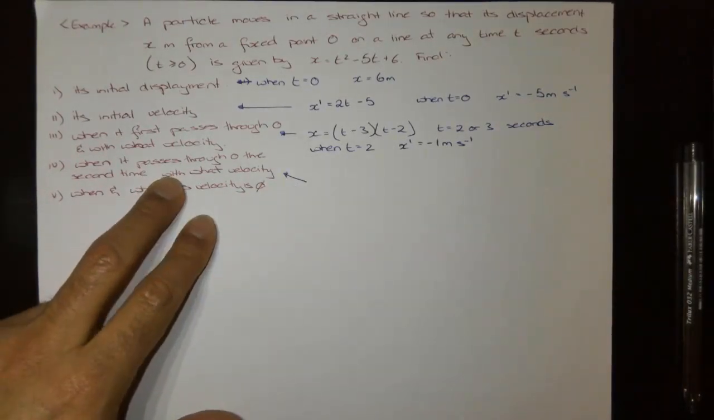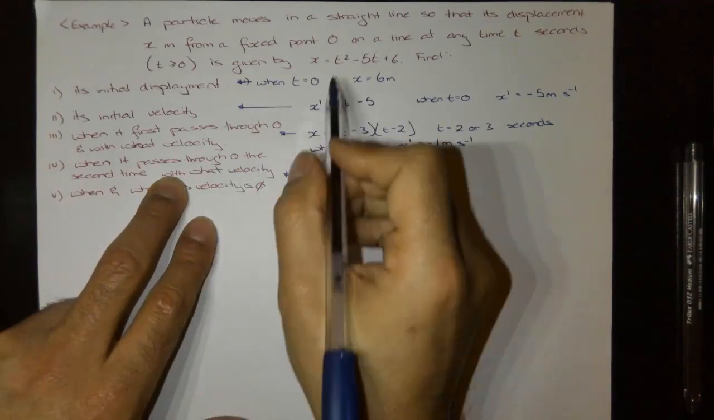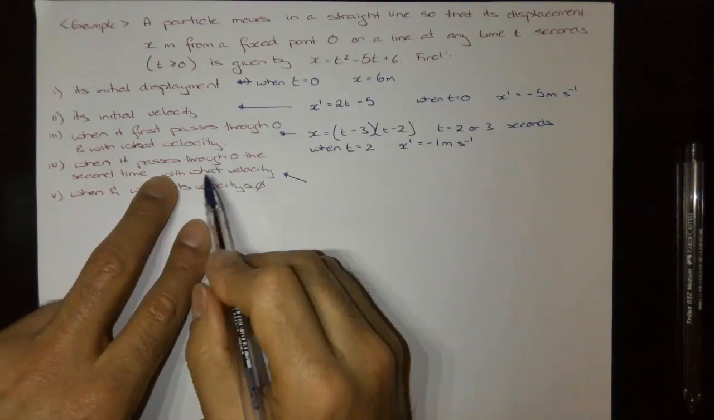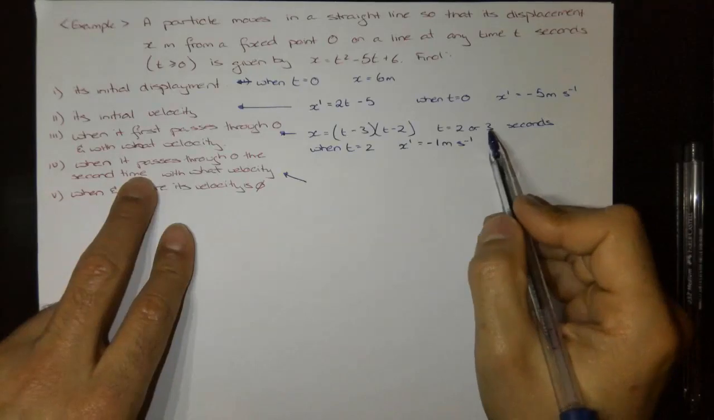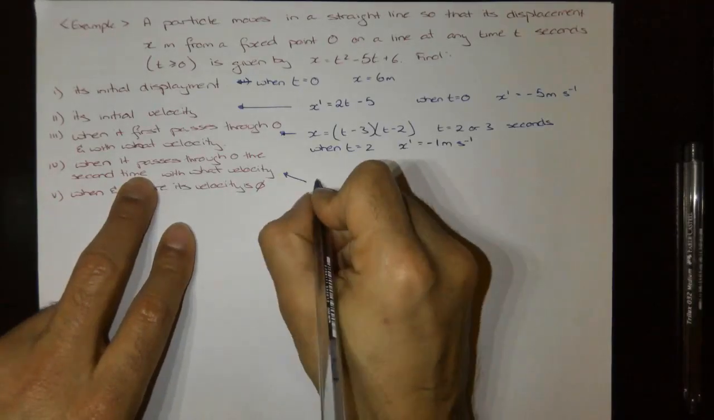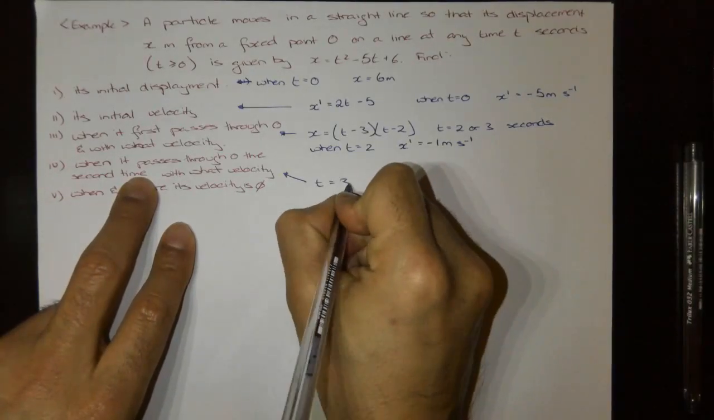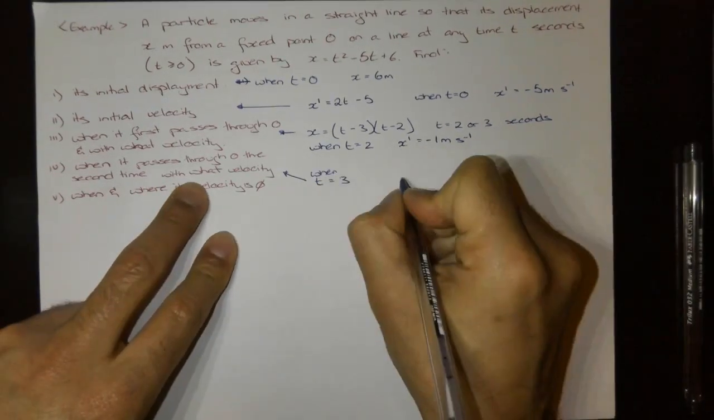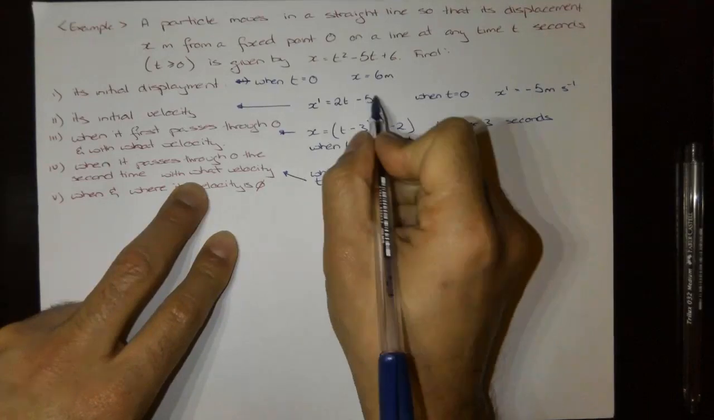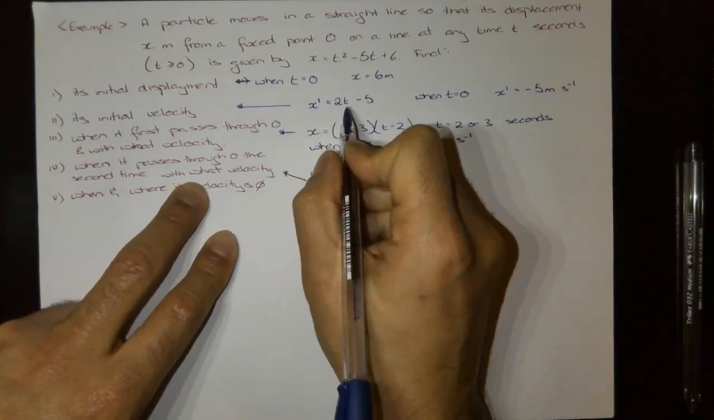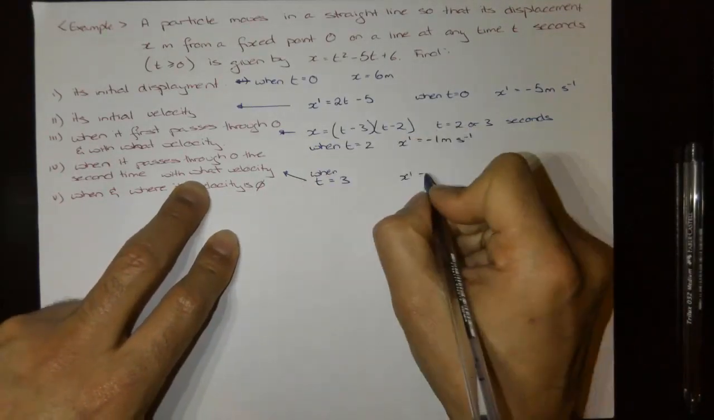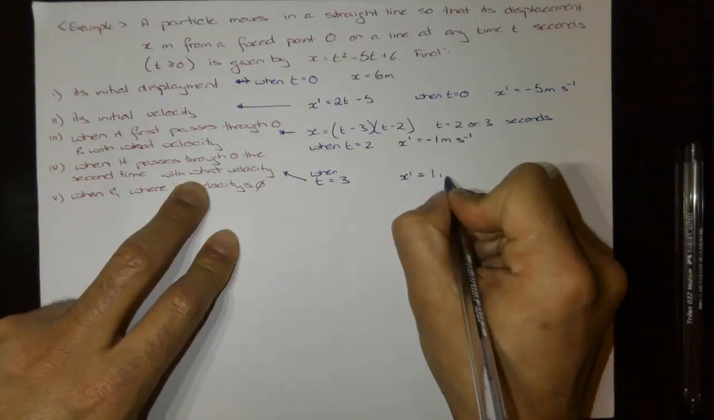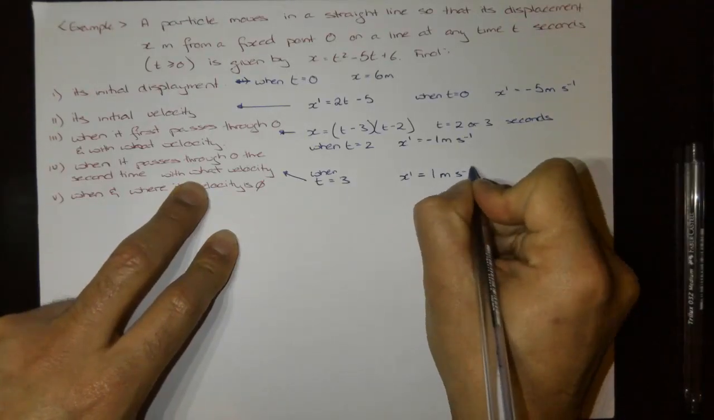So we want to then calculate when it passes through the fixed point 0 the second time. Well, that's obviously when t equals 3. And what velocity? We're going to plug 3 into this formula. So 2 times 3 is 6, minus 5 is 1 meters per second.